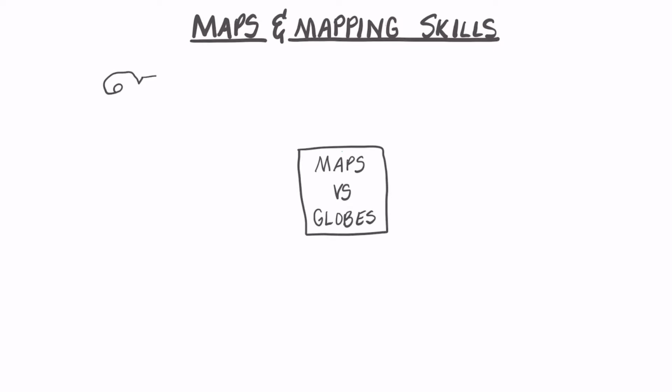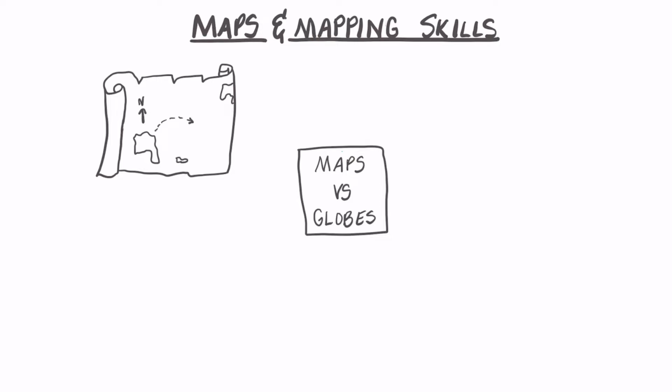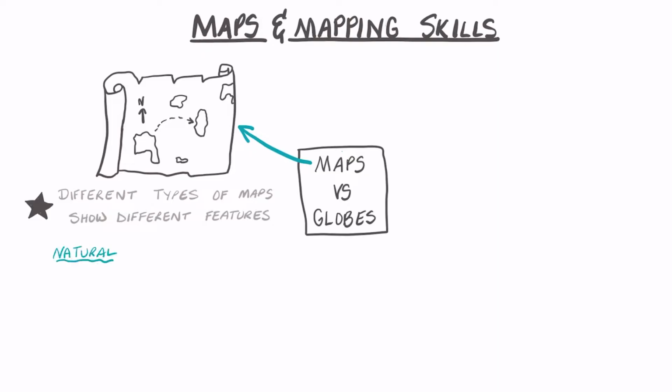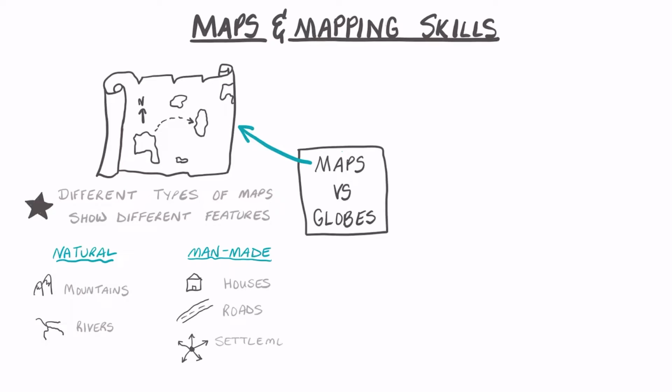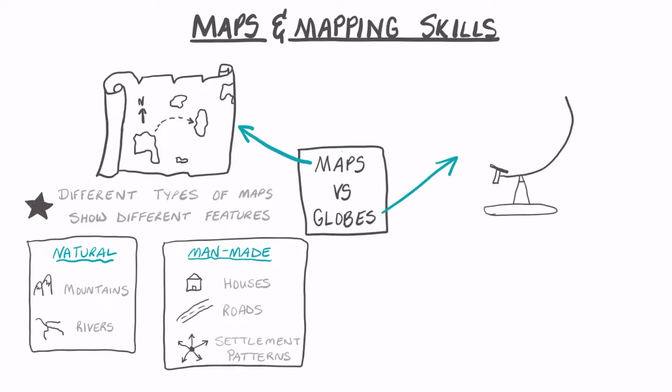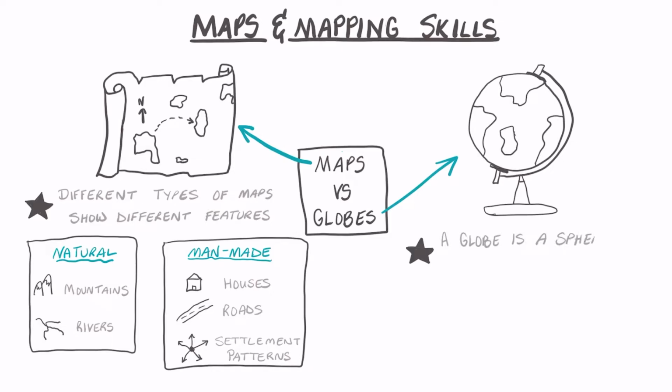A map is a representation of a place, either on land or sea, usually drawn on a flat surface. There are different types of maps. Some maps show natural physical features of a place, like mountains and rivers. Some maps show man-made features, such as houses, roads, and settlement patterns. A globe serves a similar purpose to a map. It, however, is a spherical model of the Earth.